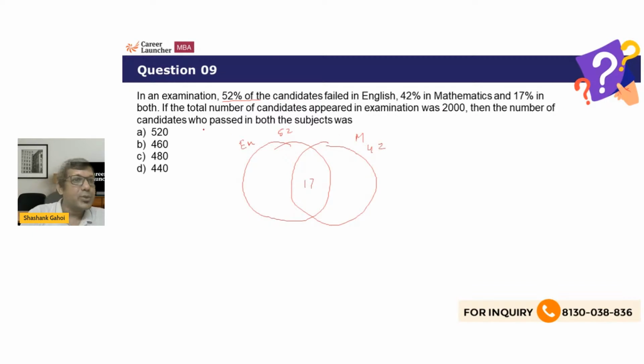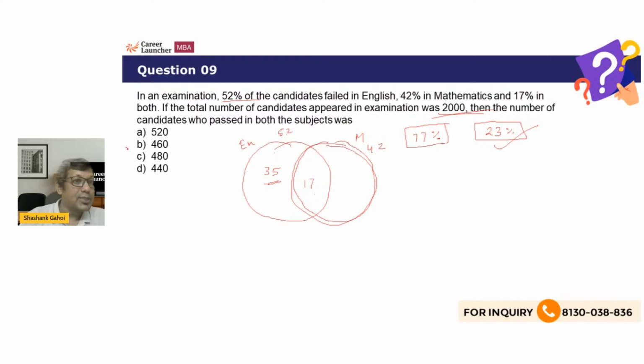Now, the number of candidates who passed in both the subjects. Okay. So basically 52 minus 17 is going to be what? 35. This is 42. 42 plus 35 is going to be what? 77. So 77% of the students failed in either of the subjects. They fail either in English or in maths. So what is the remaining percent? That is 23%. So 23% students are passing in both the subjects. And 23% of what? 2000.